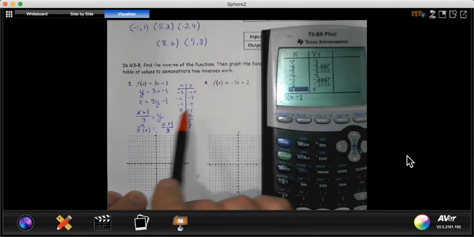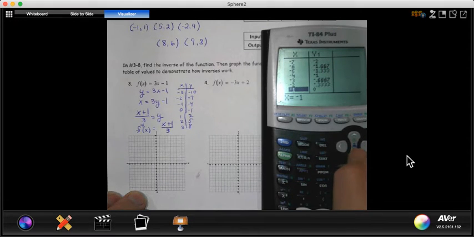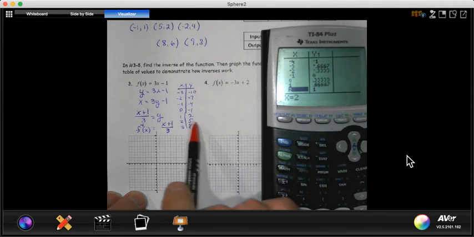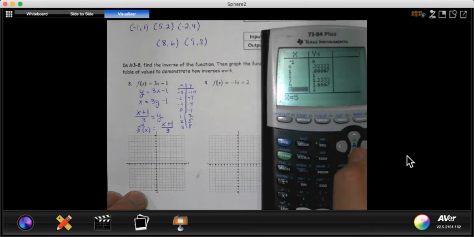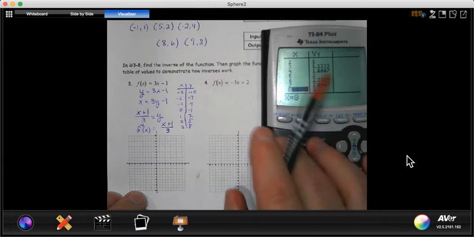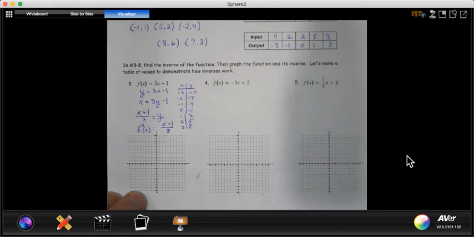I'll just finish off the table. -1, 0, 0, -1. 1, 2 should be at 2, 1. 2, 5 should be at 5, 2. And 3, 8 should be at 8, 3. So that's how inverses work for tables. Okay? Now let's do a graph. I'll show you how inverses work for a graph.